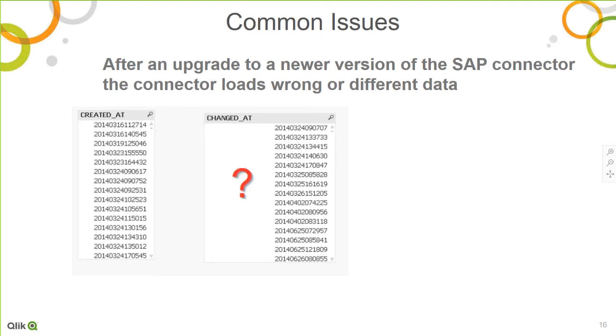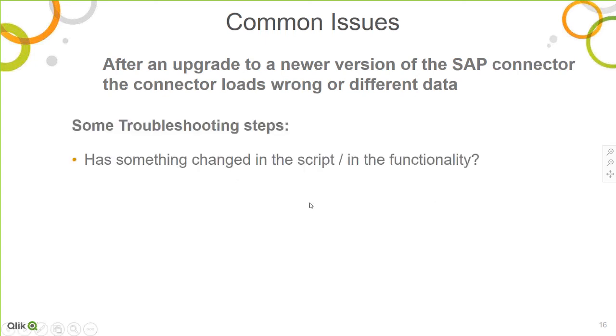Here is another issue. After an upgrade to a newer version of the SAP connector, the connector loads wrong or different data. Why? As mentioned earlier, I can ask myself, has something changed in the script or in the functionality of the connector? First of all, it's good to verify your script. Perhaps I changed something and the scripting fails because I added something. And it is always good to check the release notes in terms of changed functionalities.